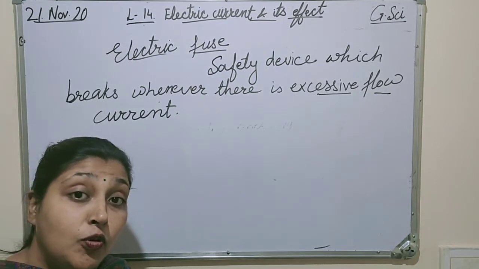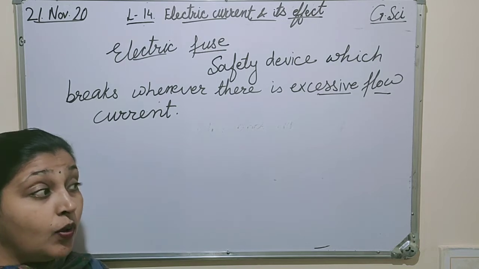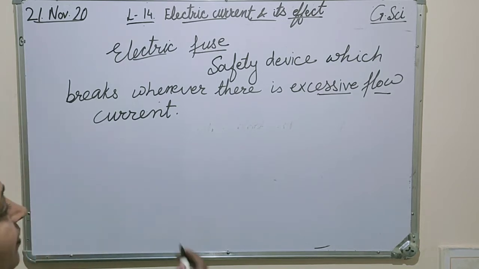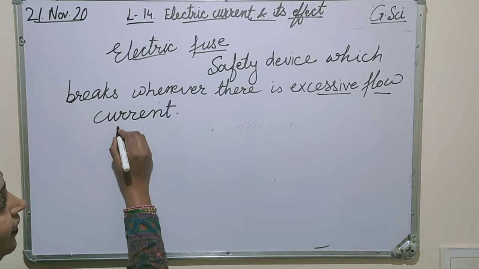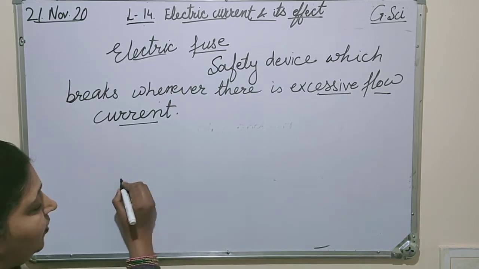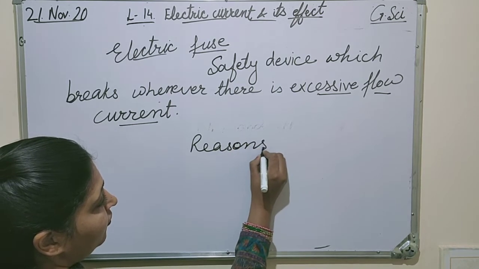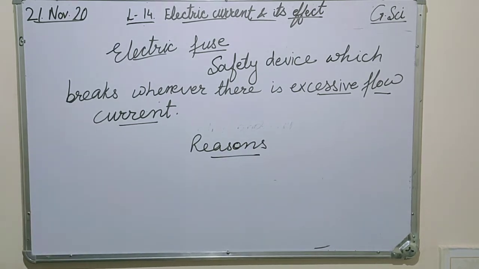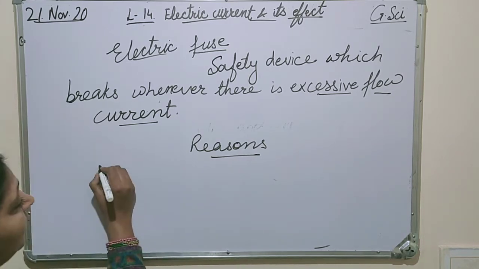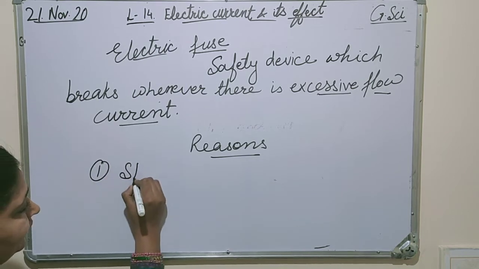Now why does the current flow in large amount? What are the reasons? There may be two reasons why current flows in large amount, two reasons for excessive flow of current. What are the causes? Number one is short circuit.